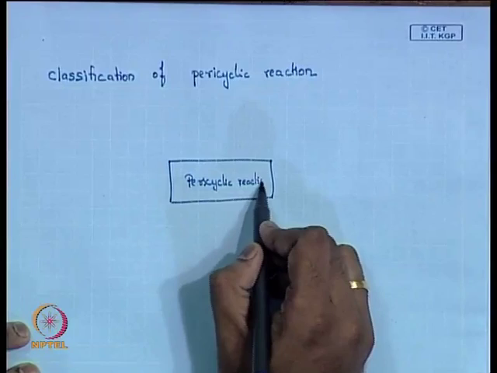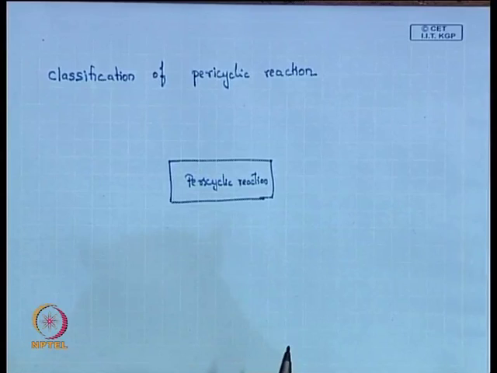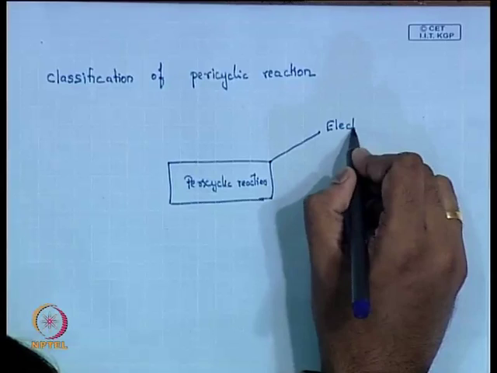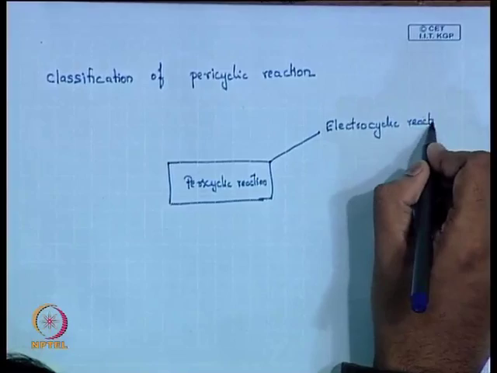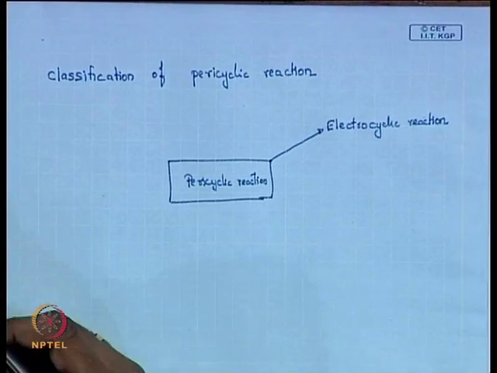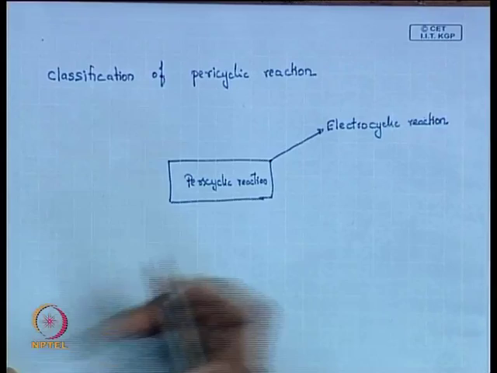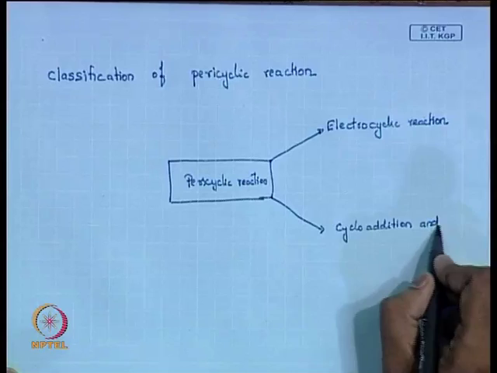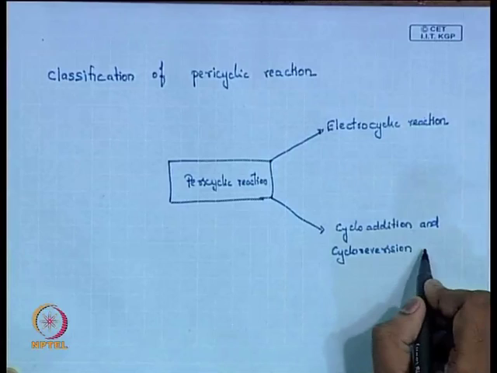Based on Woodward, pericyclic reactions can be broadly classified into 5 major classes, and 2 are minor, which you can incorporate in pericyclic. One is electrocyclic reactions, a very important class where you study conrotatory and disrotatory, ring opening and ring closure. And then you study cycloaddition, and in the same way cycloreversion reactions, an important class of pericyclic reactions.